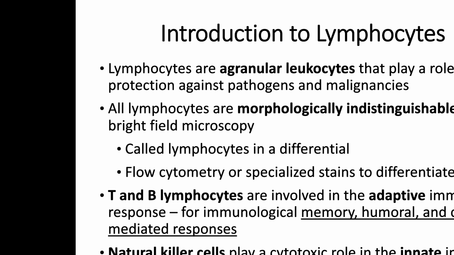So lymphocytes are agranular leukocytes. That means they are white cells that do not have any granules inside of them. They help play a role in protection against pathogens and malignancies.